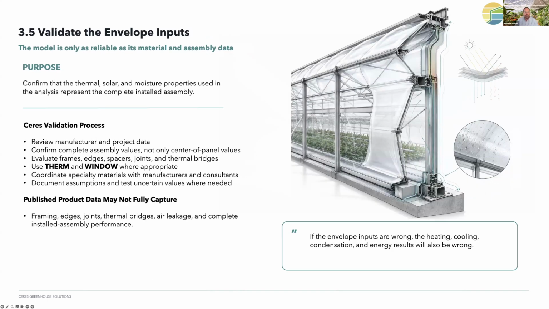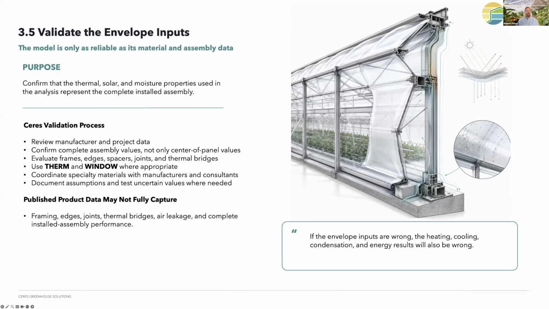Public data does not always describe the performance of the complete installed assembly. A panel may have a very strong center-of-pane value, while the frames, joints, and edges leak a lot of air or reduce overall performance. Ceres reviews the manufacturer data, project documents, and any specialty material information. We use a lot of special materials and experimental films on request, so we utilize software such as THERM and WINDOW, developed by LBNL, Lawrence Berkeley National Laboratory, whenever appropriate to understand these material properties before we put them into the energy modeling software. When values still remain uncertain, we'll document the assumptions and test how sensitive they are. If the envelope inputs are wrong, the heating, the cooling, condensation, everything else will be wrong.